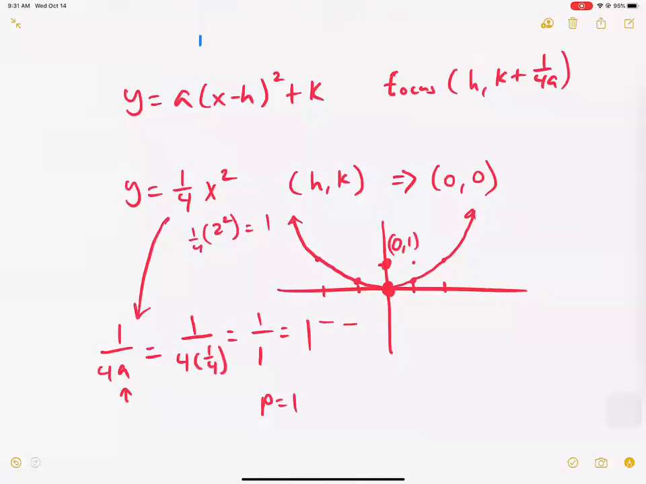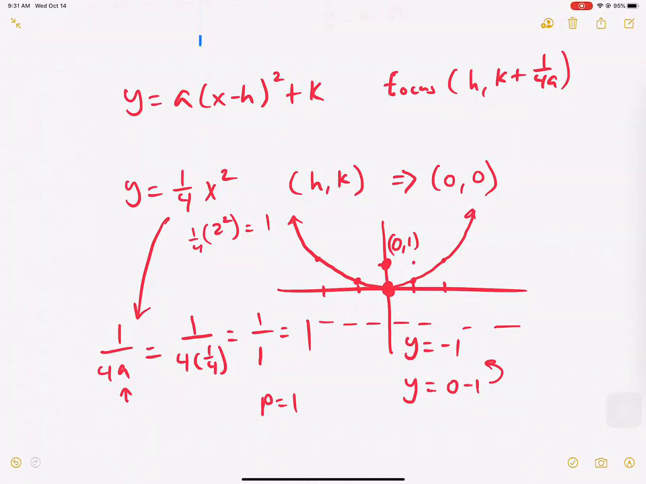And the directrix is just the negative of that. So it's y is equal to -1. How did I get that? We said our k value was 0 minus 1. That's how we end up with negative 1. Okay, we'll do a couple more examples of this.